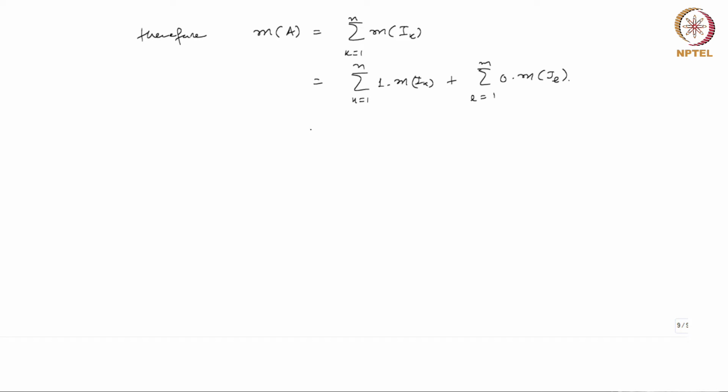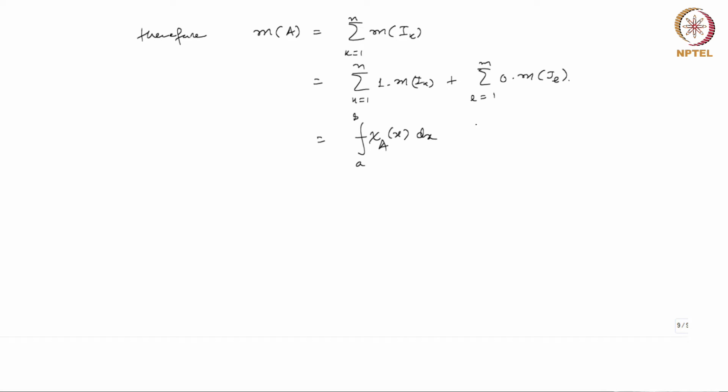So therefore m of A, which is by definition the sum of m(i_k), k equal to 1 to n, can be written as the sum for k equal to 1 to n of 1 times m(i_k) plus the sum for l equal to 1 to m of 0 times m(j_l). So this is the piecewise constant Riemann-Darboux integral for the indicator function of A, which is the piecewise constant function. So we have identified that the piecewise constant Riemann-Darboux integral for chi A is nothing but the elementary measure of the elementary set A.